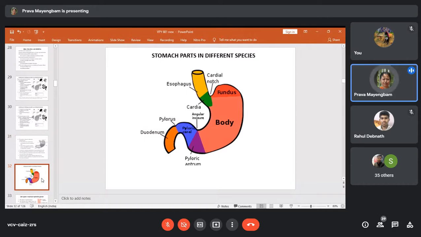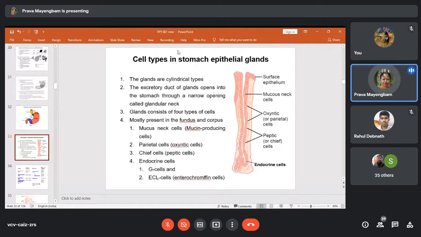So that is all about the different parts of the stomach. Now let's go to the different types of cells present in the glandular portion of the stomach. What are those cell types in the stomach?